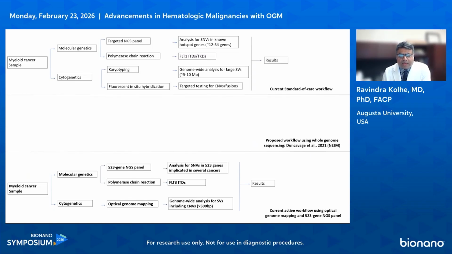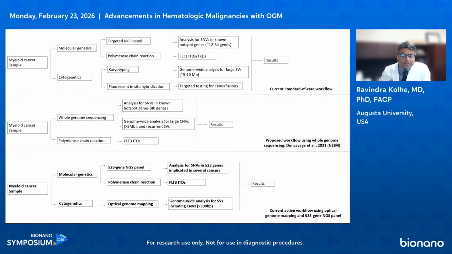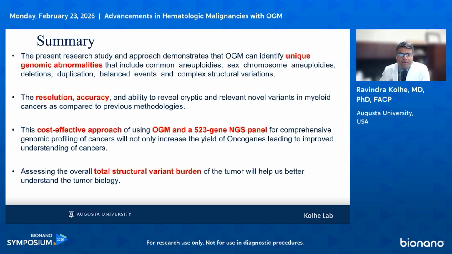And again, I want to add that there are a lot of places which are doing whole genome sequencing, which tends to be an overcall for something like this. What we would like to propose is combining a comprehensive genomic panel with optical genome mapping for your heme malignancy research. So in summary, our research study and approaches show that optical genome mapping can identify unique genomic abnormalities that include common aneuploidies, sex chromosome aneuploidies, deletions, duplications, balanced events, and complex structural variations.